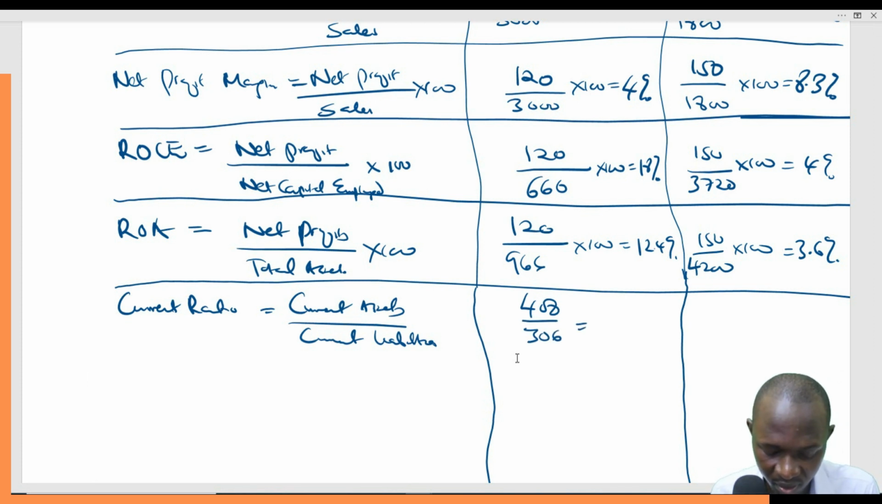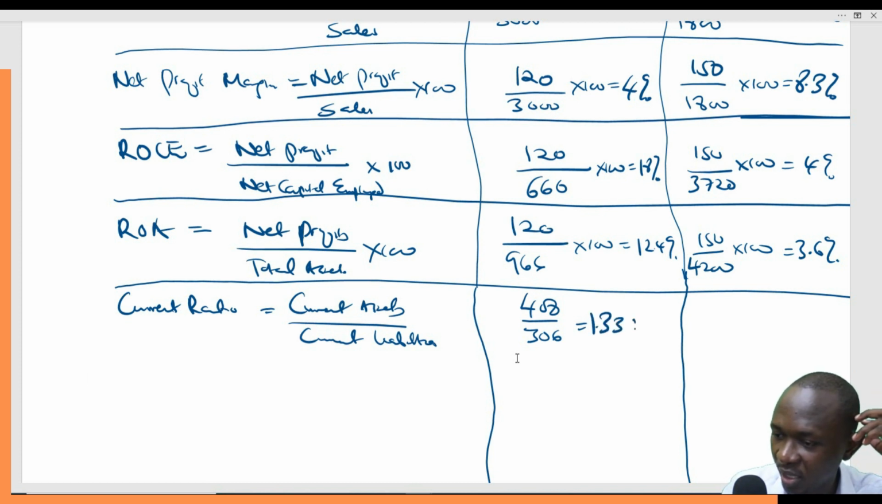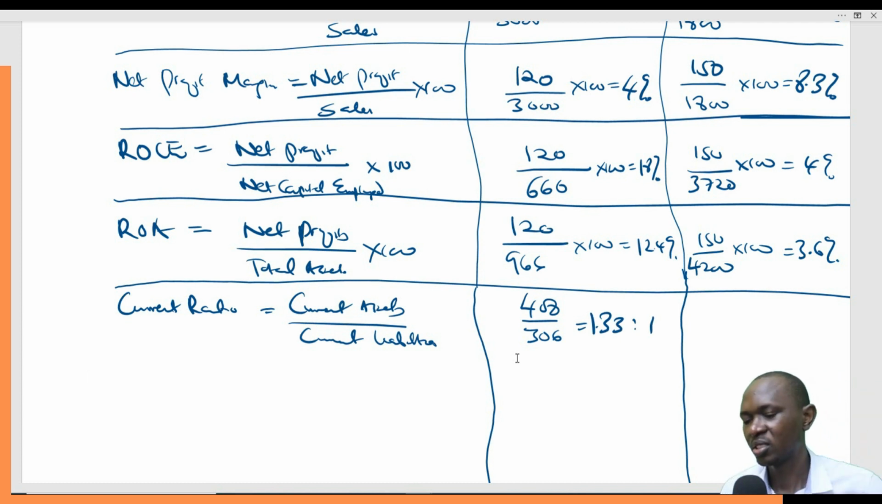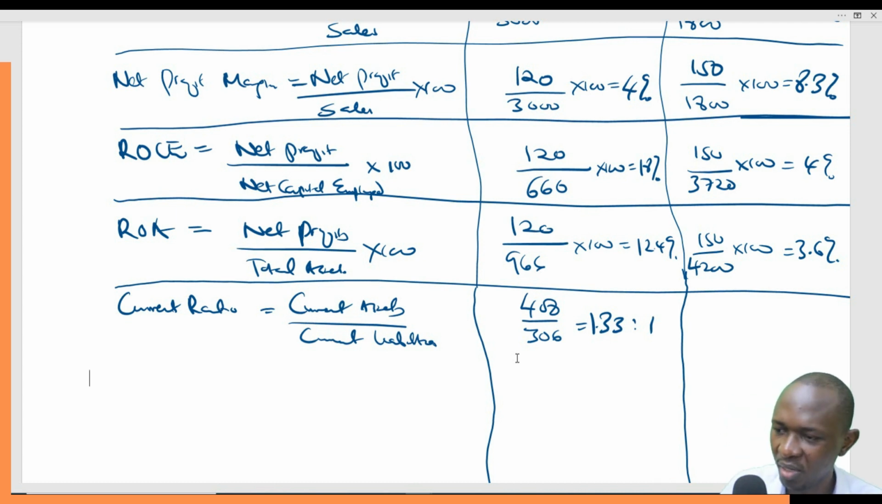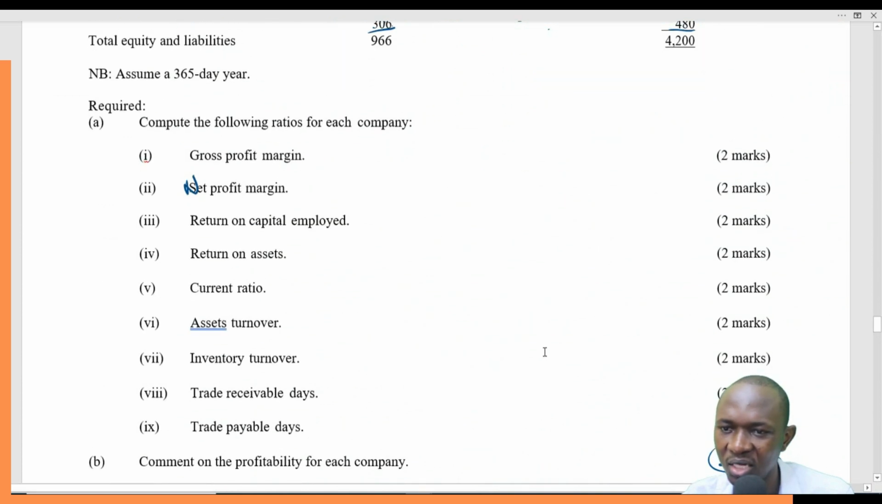408 divided by 306 gives 1.33. That is the answer, and it should be expressed as a ratio, so 1.33 to 1. Just divide 408 by 306, but remember to put it as 1.33 to 1, which means current assets are 1.33 times more than the current liabilities.